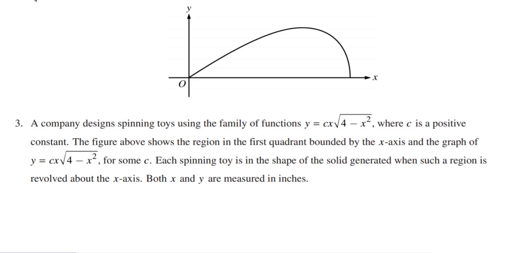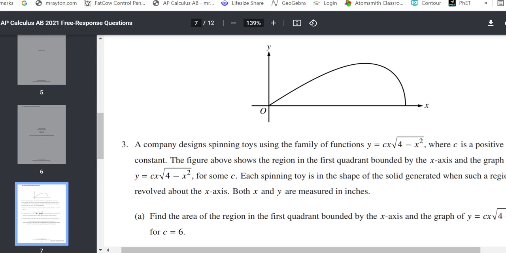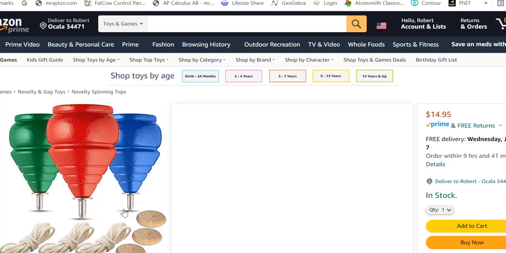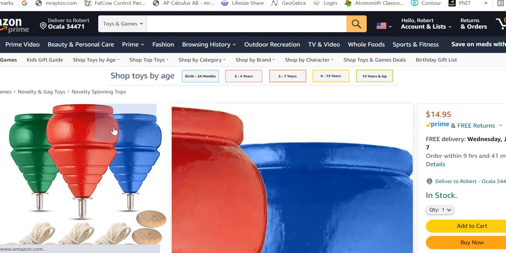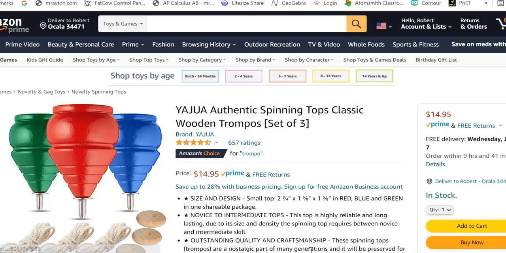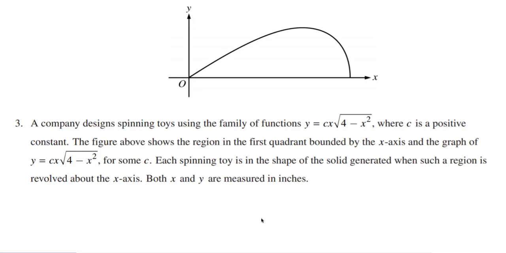You can see it says a company designs spinning toys. The first thing I thought of when it said the company designs spinning toys is things that look like this, like a spinning top or something like that. And what they were doing is they were taking the spinning top and cutting it right through the axis and making it horizontal. So you kind of had to think of this spinning top this way.